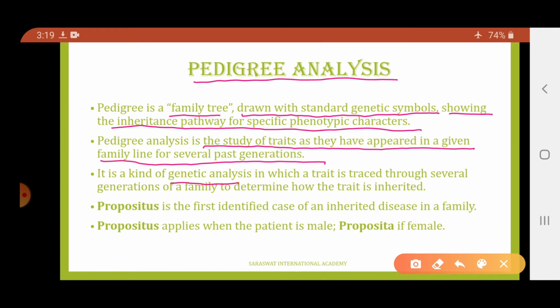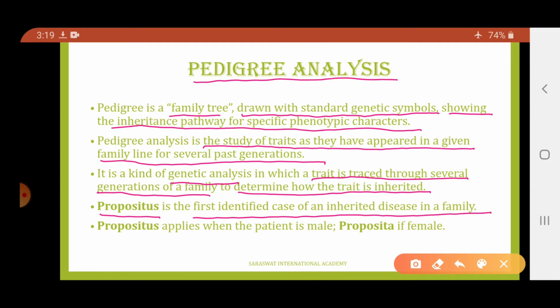It is a kind of genetic analysis in which the trait is traced through several generations of a family to determine how the trait is inherited. The propositus is the first identified case of an inherited disease in a family. Say for example, if a person is having a fused earlobe, who is the first person to show that particular fused earlobe? That first person is called the propositus. When the patient is male, the word propositus is used, and if the patient is female, the word proposita is used.